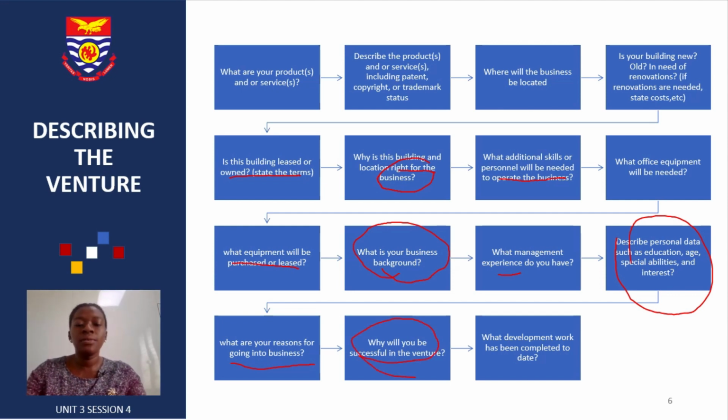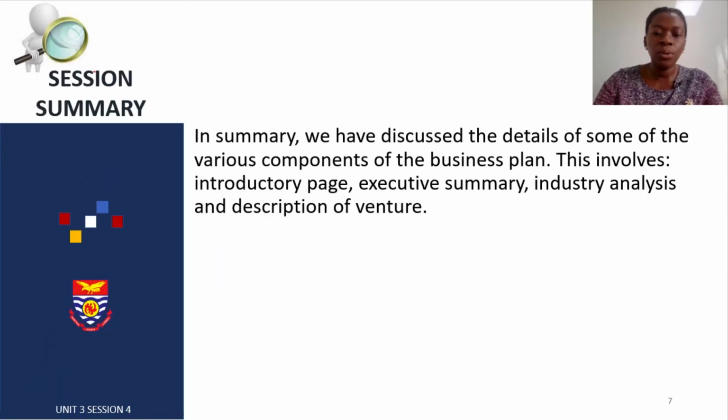And then you need to look out for the developmental work. What developmental work has been completed to date, especially for businesses which are already into something. But if you are totally new, obviously you will not have much to write on that side. And so these are all key things we need to look out for. In summary, we have discussed some details of the components of the business plan, specifically our introductory page, our executive summary, our industry analysis, and the description of our venture or our business.